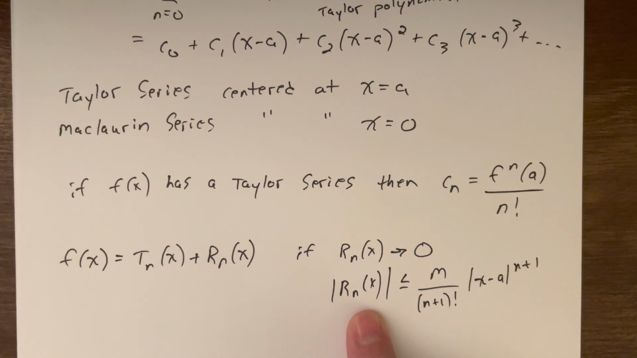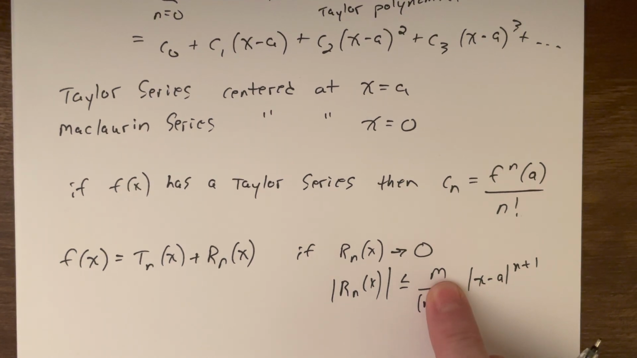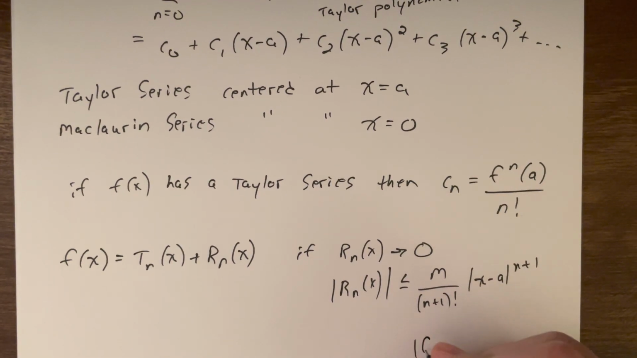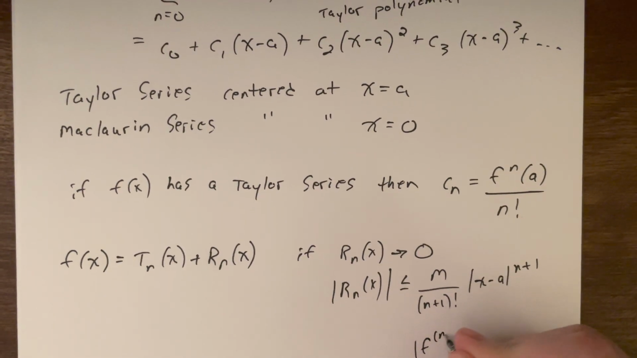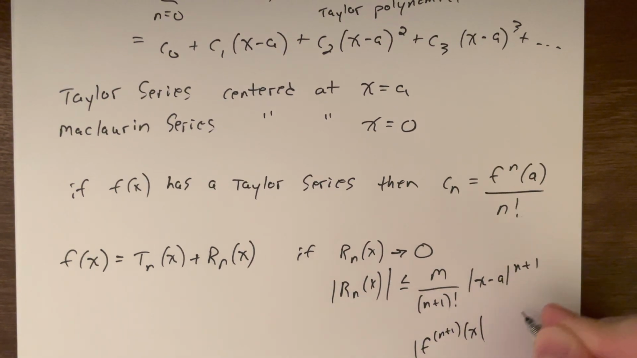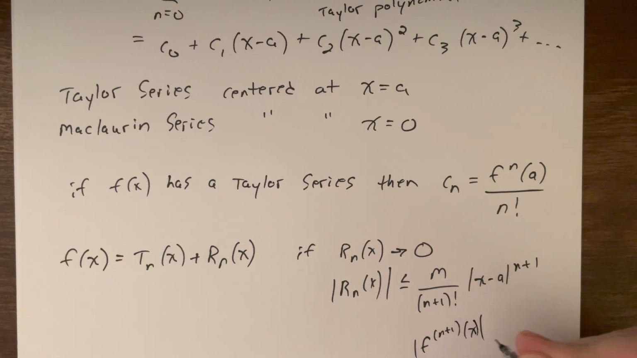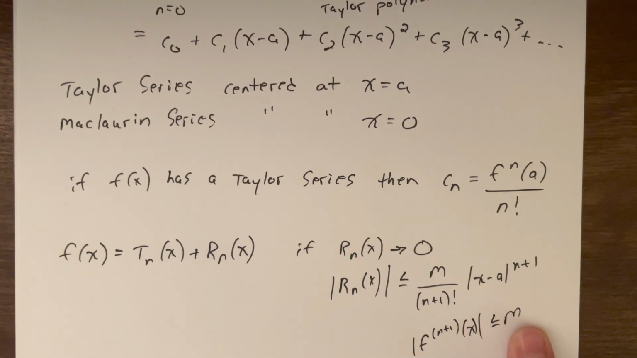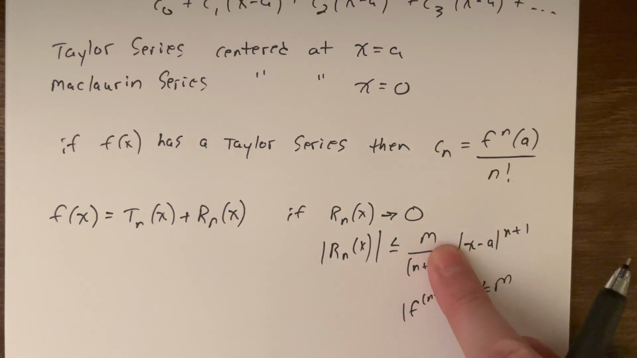And the last little key, oftentimes when you're trying to solve this, it doesn't matter what M is, because M would just be some number. M comes from the idea that M is larger than the absolute value of the n plus 1 derivative. So there's just some value M, but M is just some number here.